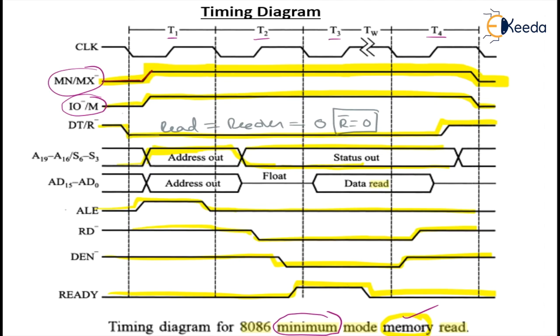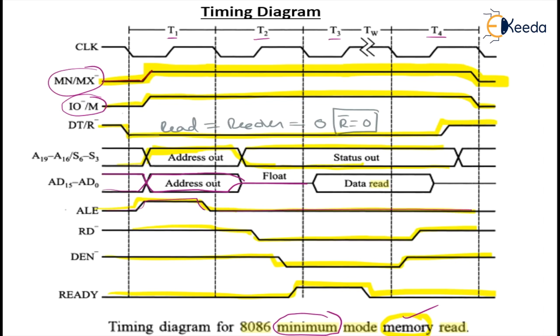In the first clock pulse, we are accessing the address. This is called address and this is called data. Now ALE is 1 for the first clock pulse. In the next clock pulse we are putting the data. In this way, this is the memory read operation.